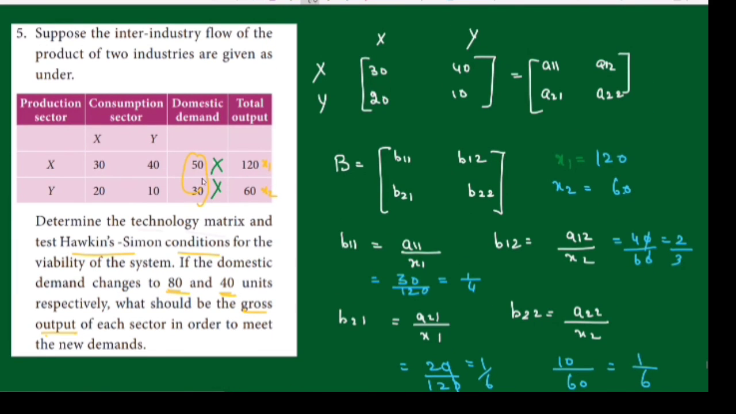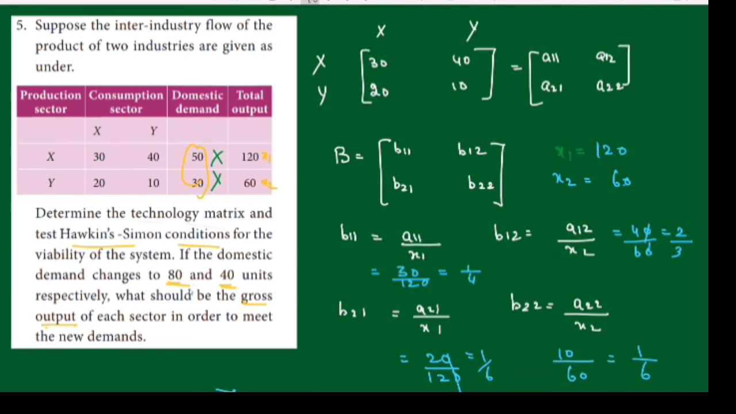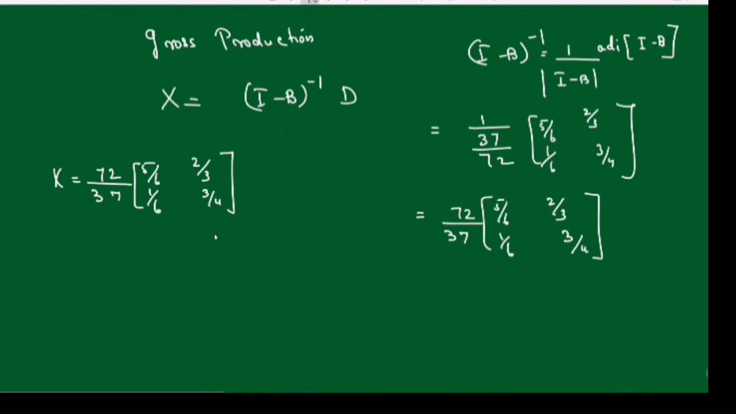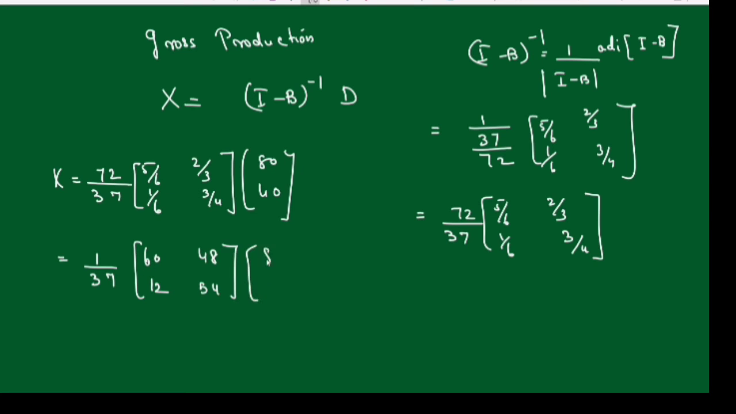Okay, don't take this as the demand. The demand is this, 80 and 40. The demand outside is 80 and 40. So you bring it inside and multiply. You can keep 1 by 37 outside. You can multiply the 72 inside. 6 12s are 72, 12 into 5, you get 60. 2 by 3, 3 and 72 if you cancel, what do you get? 24 into 2, 48. I am bringing 72 and multiplying. So 1 by 6 into 72, 12. 3 by 4 into 72, now multiply.